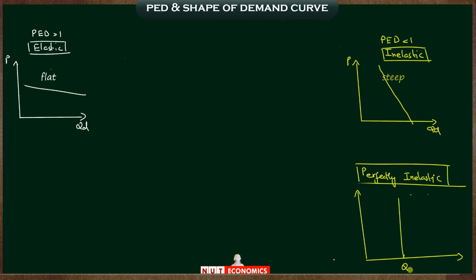Because we are saying quantity demanded is some value Q star, and it is what it is. It doesn't change with price. If price is P1, Q star is the quantity demanded. If price increases to P2, quantity demanded does not respond at all. It is still Q star, and so on and so forth. P3, quantity demanded is still the same. So a straight vertical demand curve means a perfectly inelastic demand.